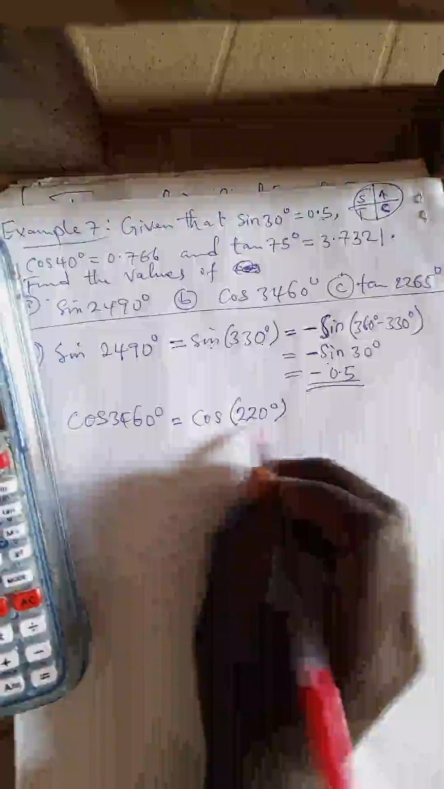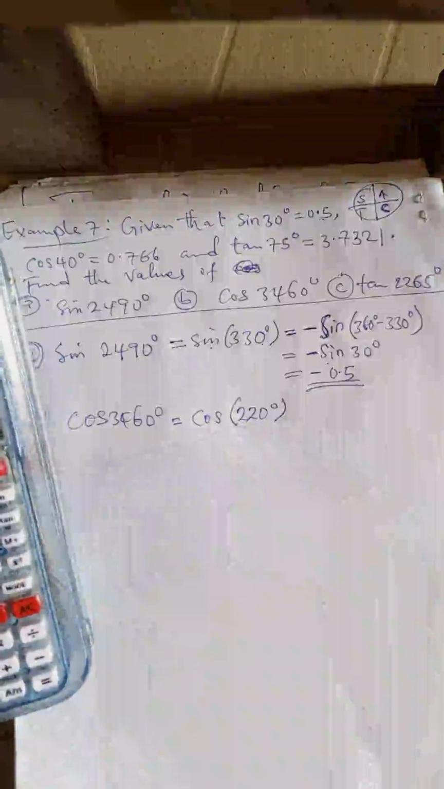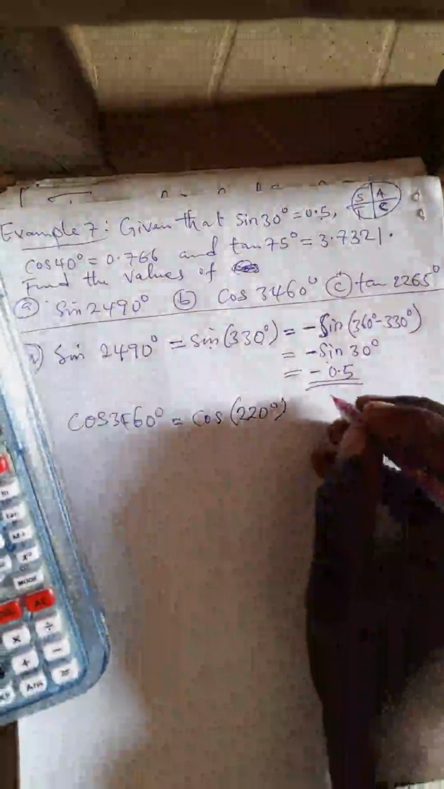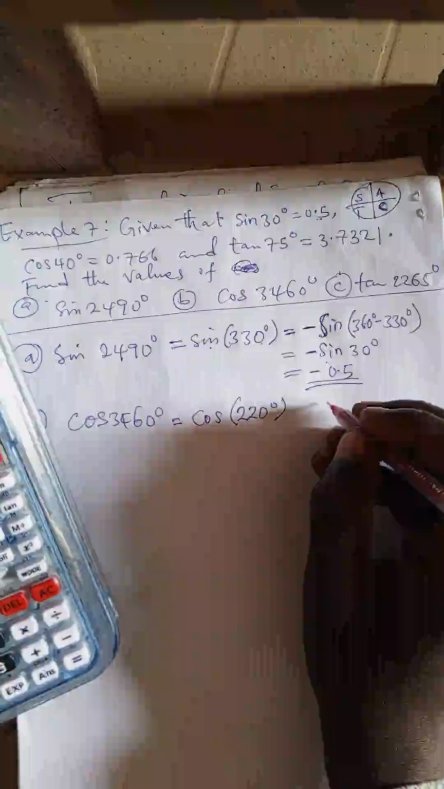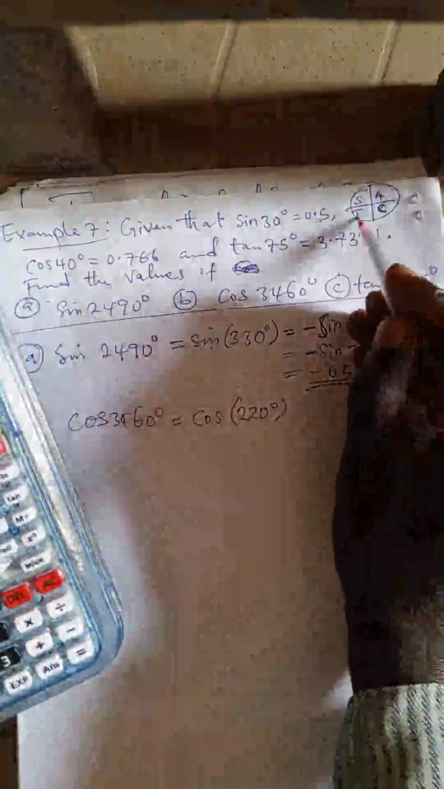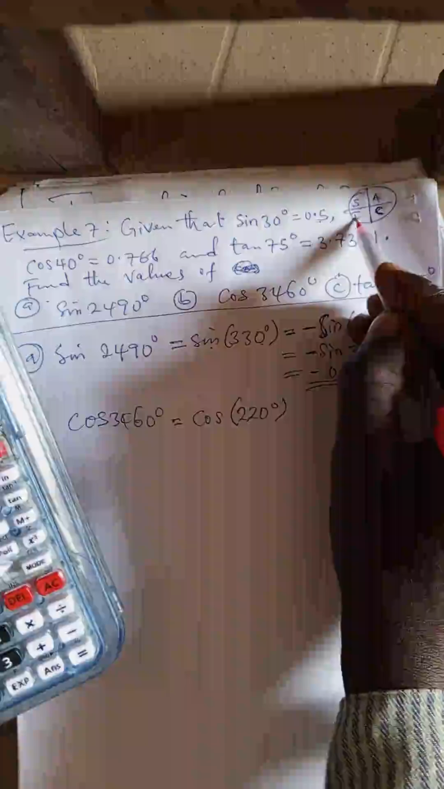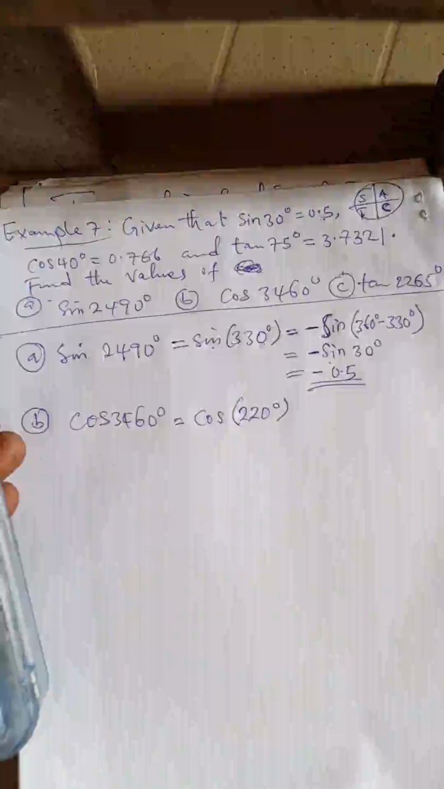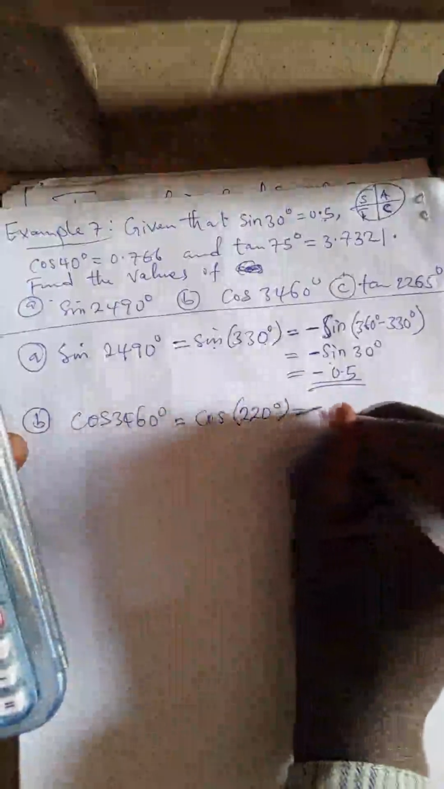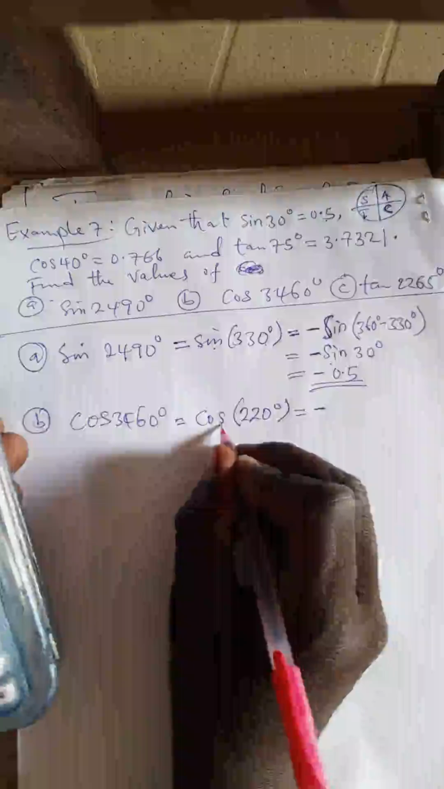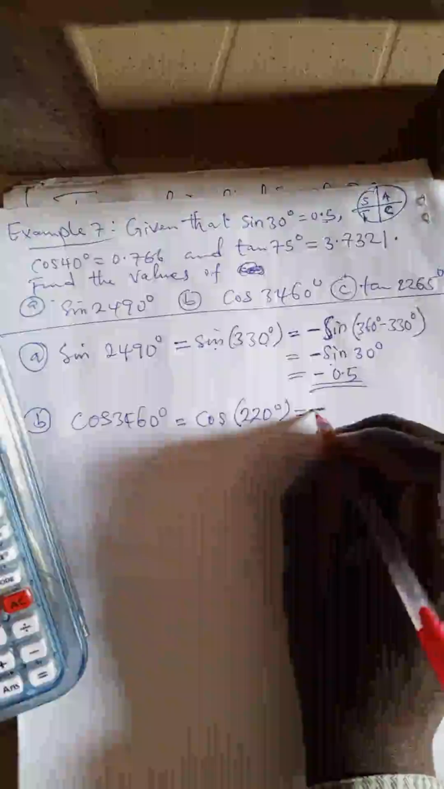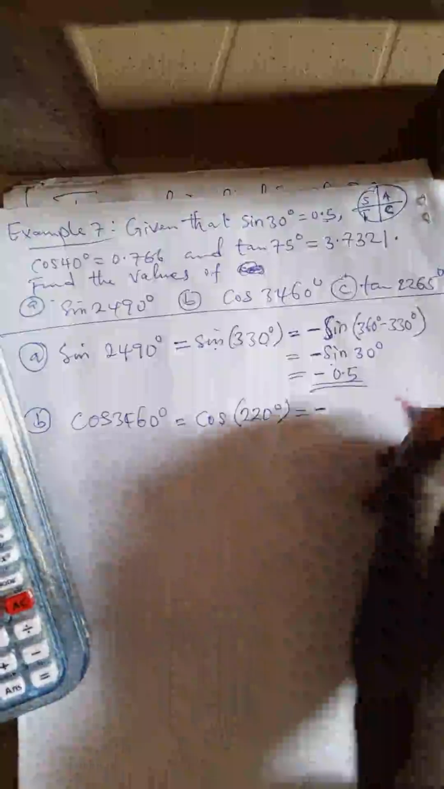But 220 degrees now lies in which quadrant? This lies in the third quadrant. And in the third quadrant, everything is negative except tan. But here we are dealing with cos. So the answer is going to have a negative sign because it is cos here, not tan. If it were tan, then it would be positive. But because it is cos, we have to put negative.